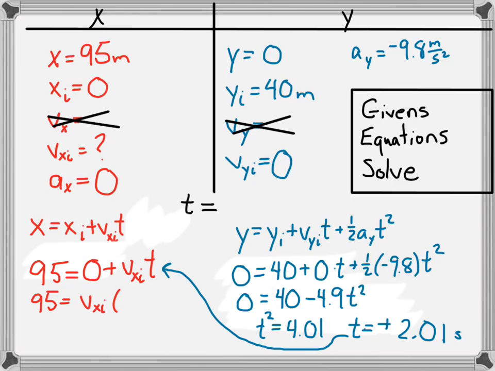So let's plug that into the x equation now. When I do that and solve for the initial velocity in the x direction, I find that we have 47.5 meters per second. So that's how fast the ball is being shot out of the cannon horizontally, the cannonball.